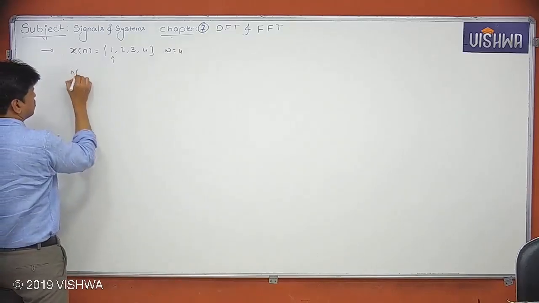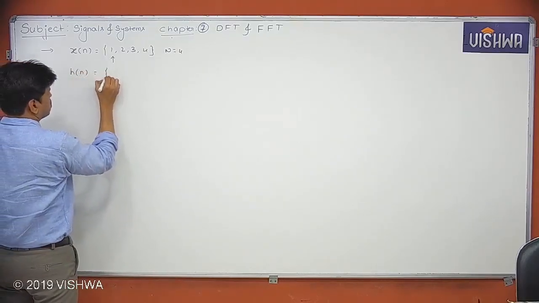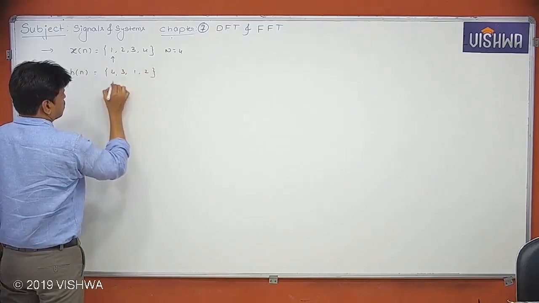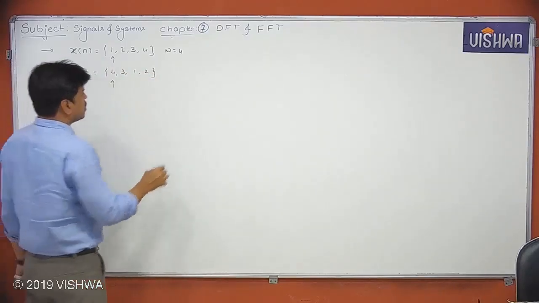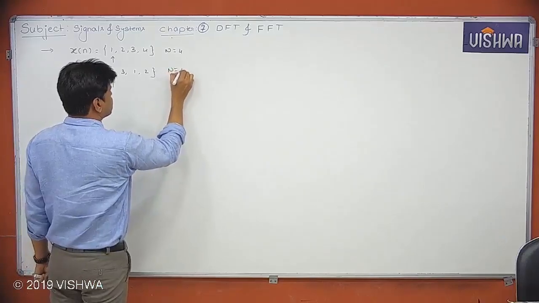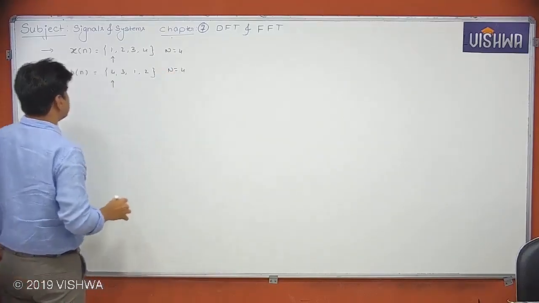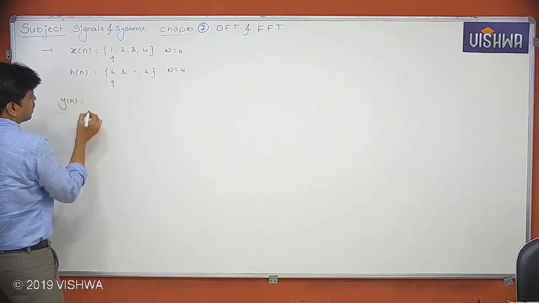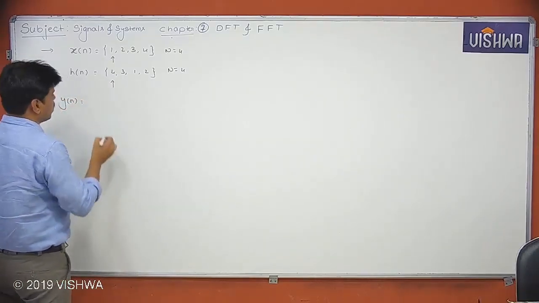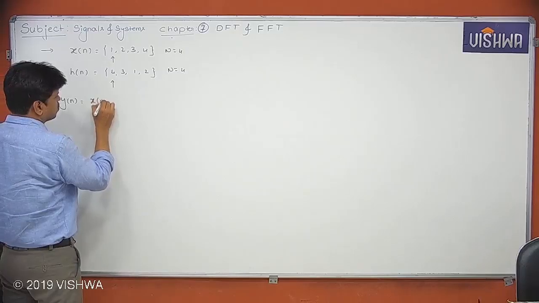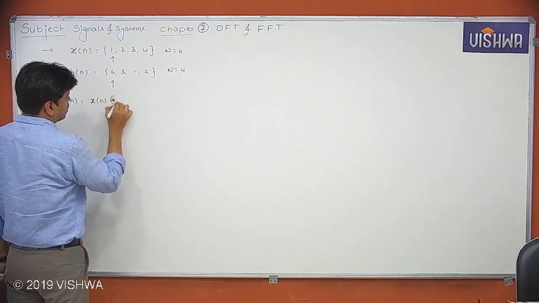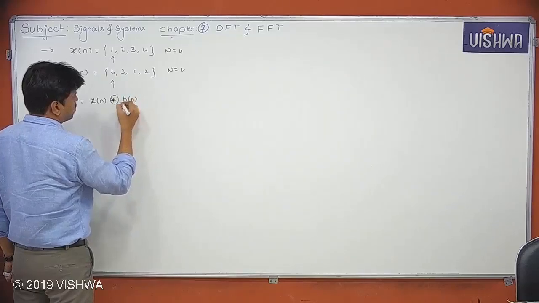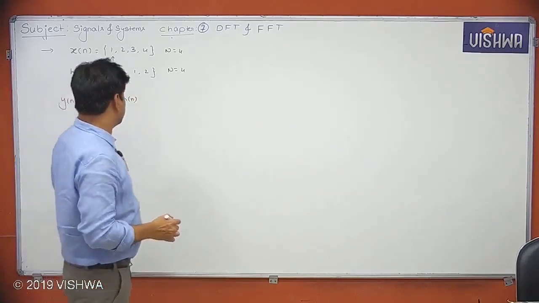h of n is also 4, 3, 2, 1. It is also a periodic signal with a period of 4. Then how can we calculate y of n? So it is a convolution, but because these two are periodic signals, we have to go for the circular convolution. x of n circular convolution with h of n. I told you how to do the circular convolution for this.